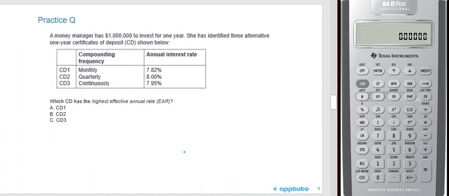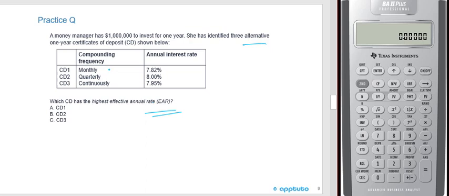Okay, I put this question in. You have to think a little bit and perhaps do more than one calculation in the 90 seconds. So a money manager has $1 million to invest for 1 year. She's identified 3 alternative 1-year certificates. Which CD has the highest effective annual rate?